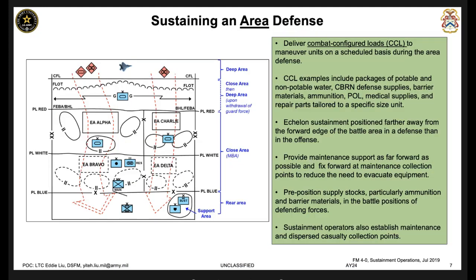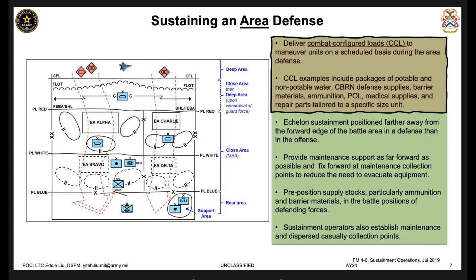This diagram depicts various elements of an area defense with symbols representing the forward line of troops, engagement areas, support areas, and so on. The delivery of supplies to maneuver units on a scheduled basis is crucial during the defense. Planners may call for the building of combat-configured loads to meet maneuver unit requirements.